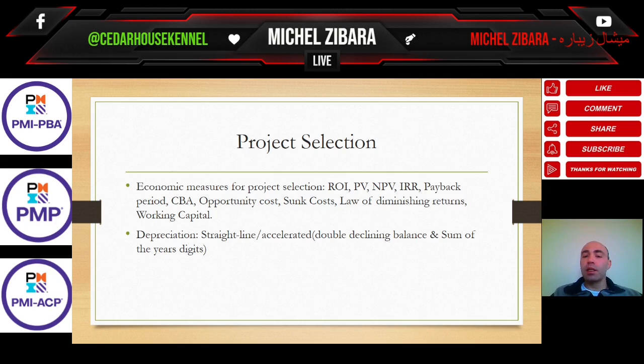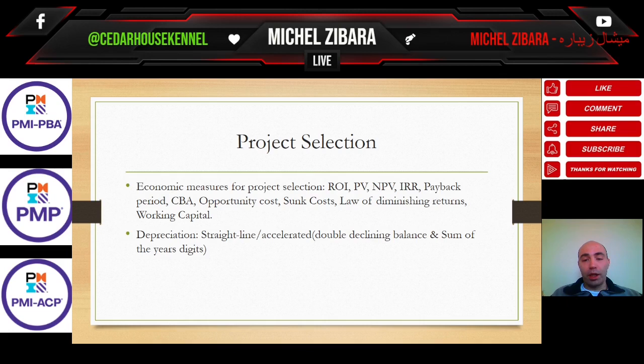Sunk cost is spent cost that cannot be recovered. For instance, let's say halfway through the project, the project has been terminated. Whatever has been spent on the project is a lost cost, and therefore it is spent and cannot be recovered. Therefore, the organization forgets about it.